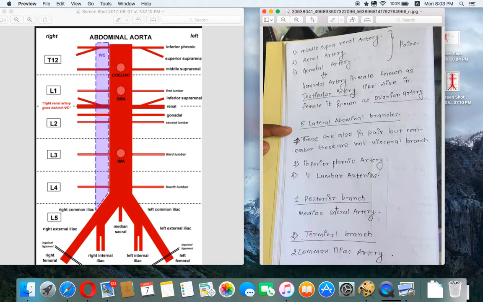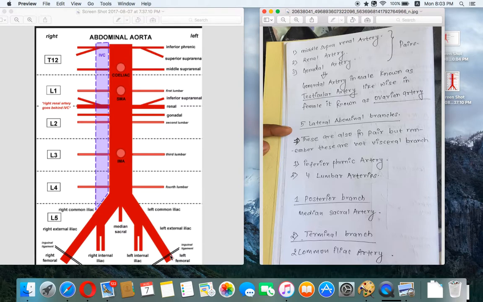Now the sixth thing we came to know is the terminal branches. As the abdominal aorta reaches level L4, it bifurcates into two parts as right and left common iliac artery, which further divides into internal iliac artery and external iliac artery. The external iliac artery further continues as femoral artery.